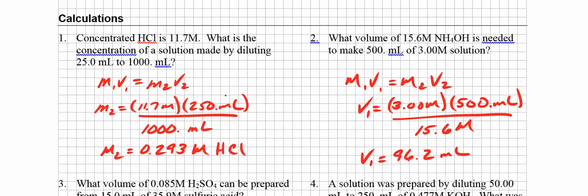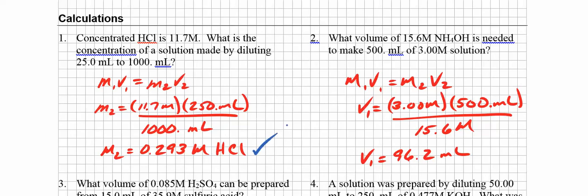No need to convert that to liters as long as we keep both concentrated and dilute in milliliters, divided by 1,000 milliliters, right? So that gives us the M2 of 0.293. That's to the correct number of significant digits. Molar hydrochloric acid. That is the molarity then of the more dilute solution, and that will do it for number one. Let's look at number two.